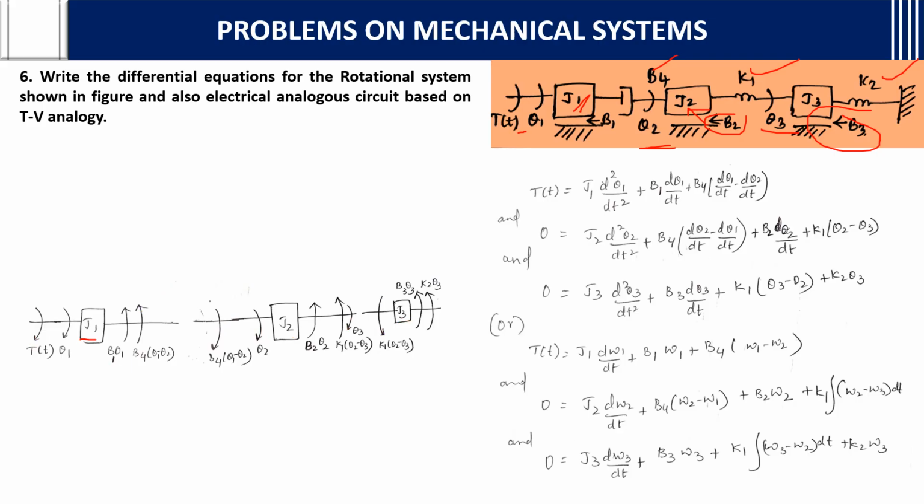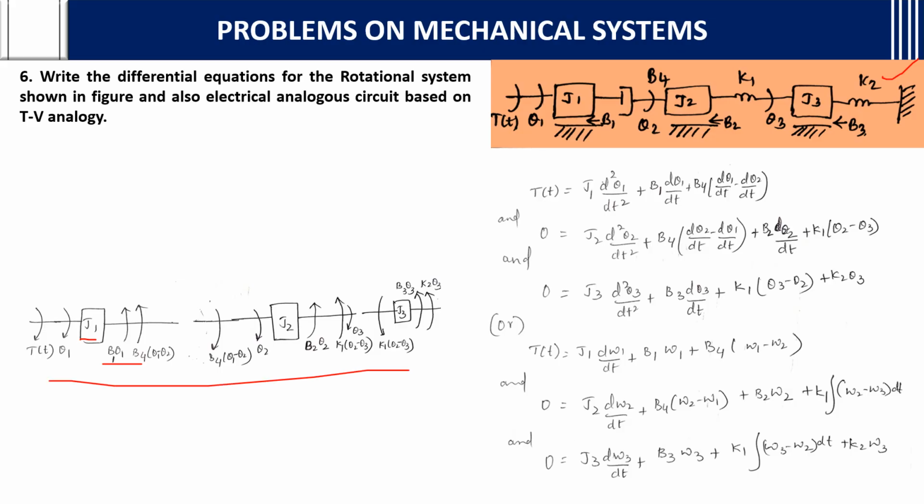Why am I not taking B1 as theta 1 minus theta 2? Because it is only for this J1 element. It is not between this theta 1 and theta 2. If it is between like this, then you should take theta 1 minus theta 2. If something is mentioned with an arrow mark down the mass element, the block, then you should consider it like this, B1 theta 1 only. With respect to displacement only you need to consider.